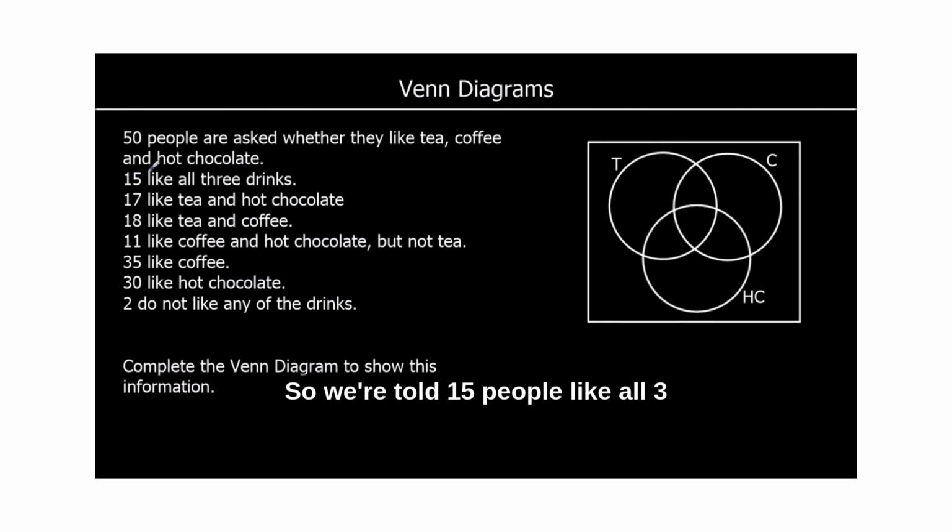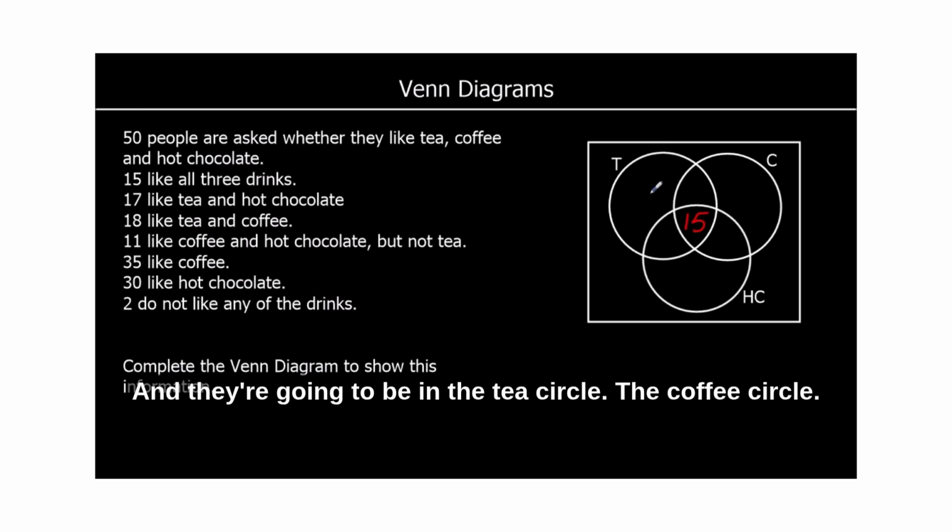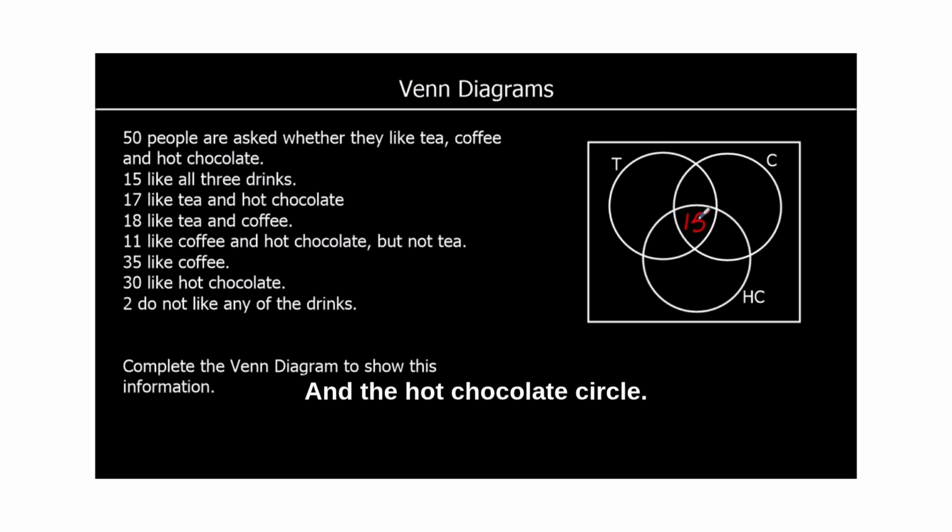So we're told 15 people like all 3 drinks. So we're going to put 15 people. So this 15 means 15 people. And they're going to be in the tea circle, the coffee circle, and the hot chocolate circle.